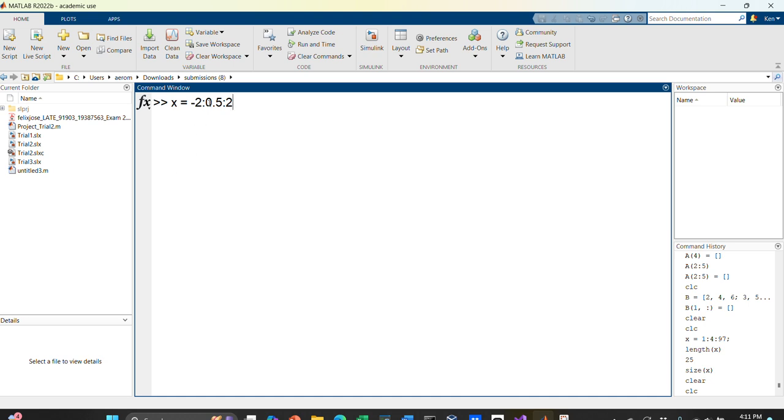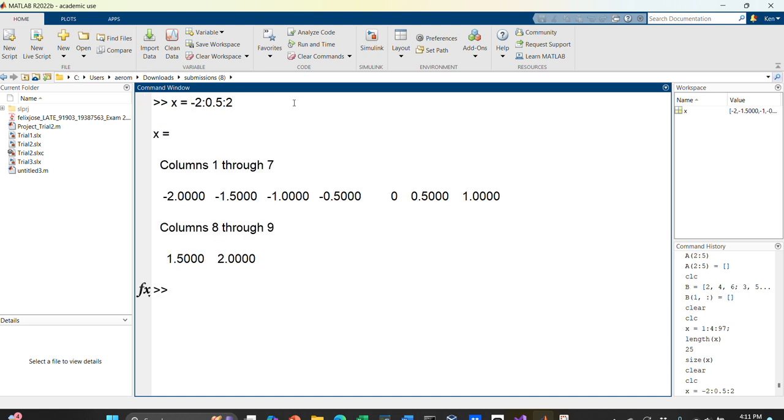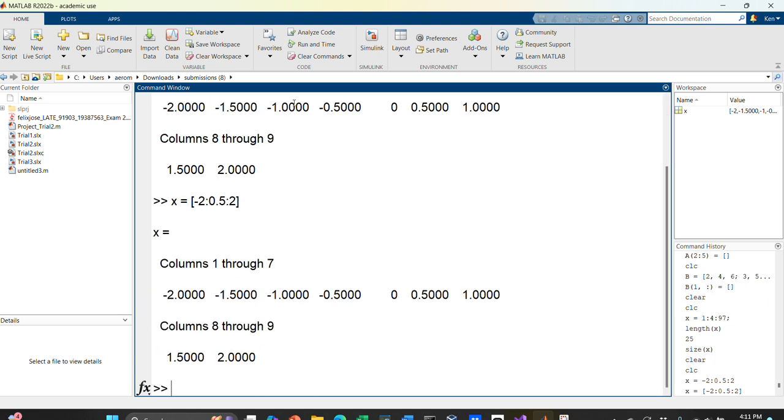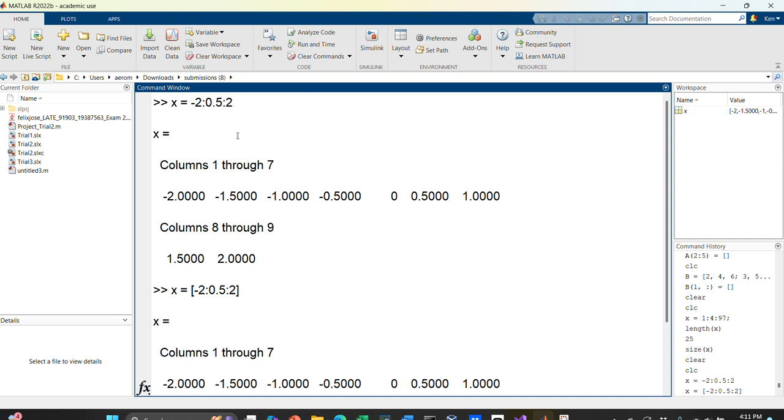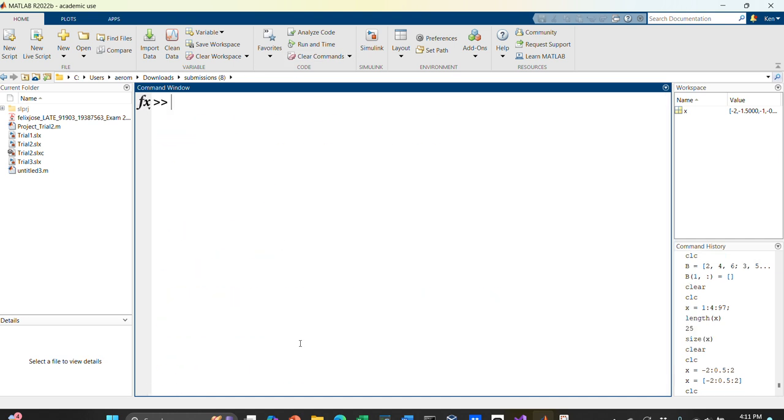Now, notice when we use this shortcut format, we don't need to put the square brackets on the outside. They're not necessary. You can, but you don't need them. I'll prove it to you. Either way, you get the same result. Okay? So now we've stored x in our workspace.